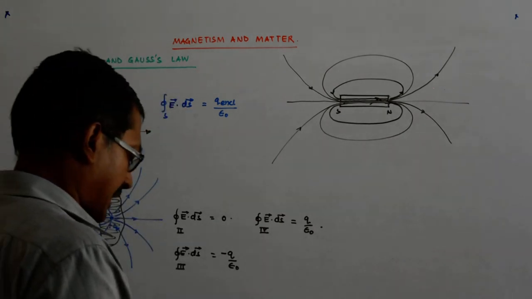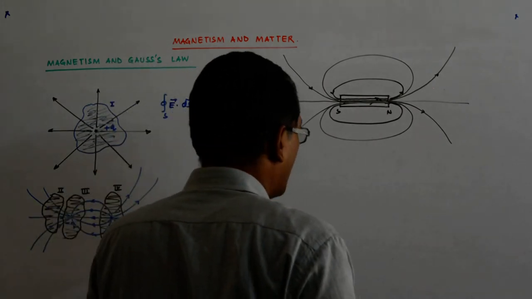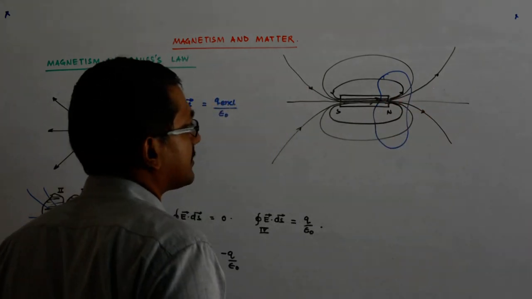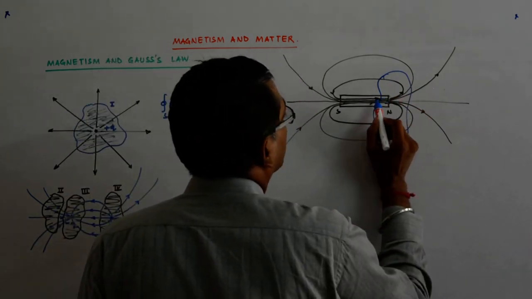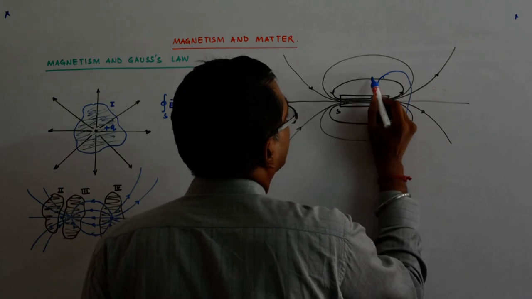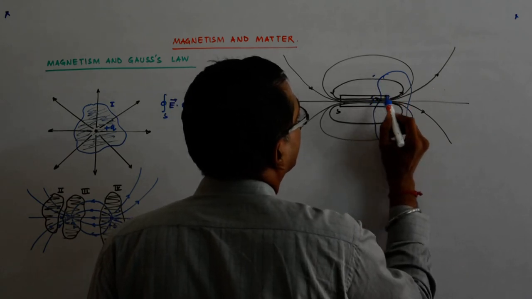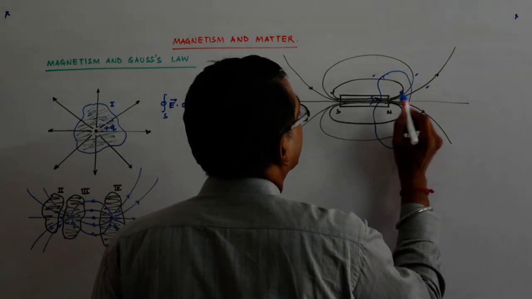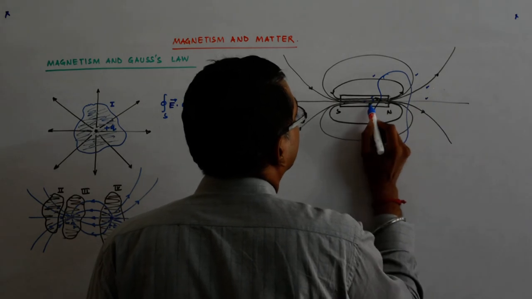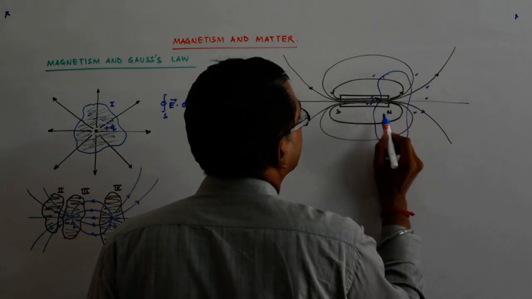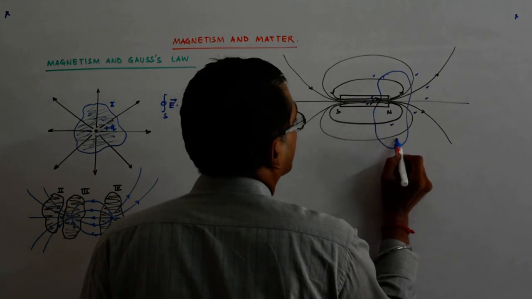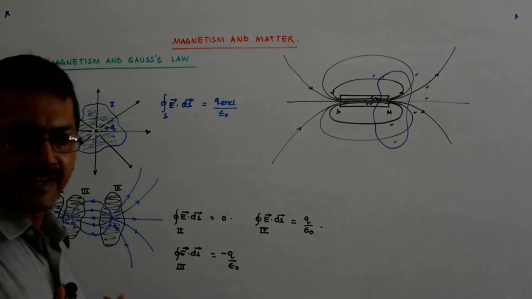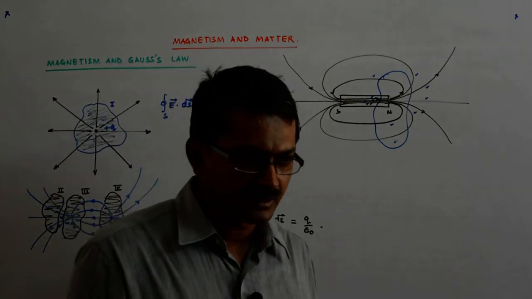Okay. Now what happens? The moment I draw a Gaussian surface here. So say I draw a surface like this. You see, the number of lines, this line entered here, exited here, right? The second line entered here, exited where? It exited here. The third one entered here, exited there. Fourth entered, exited. Fifth entered, exited. Sixth entered, exited. Fine? So you'll see whatever enters also leaves.